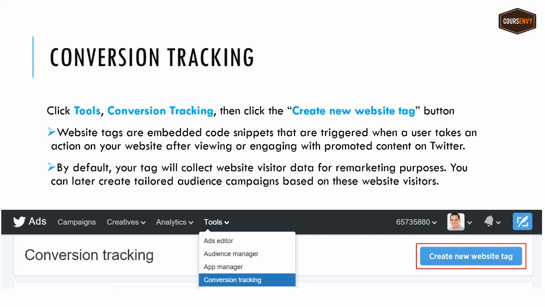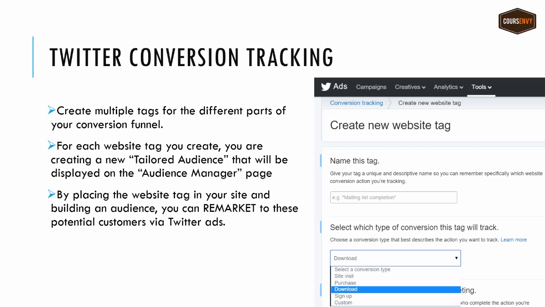So I like to create multiple tags for different parts of my conversion funnel. When I talk about a conversion funnel, I'm talking about how far that customer got on my website. Did they just get to my website? For that, I'm going to select Site Visit. Did they download the ebook but not purchase my main program? Then it was just a download.